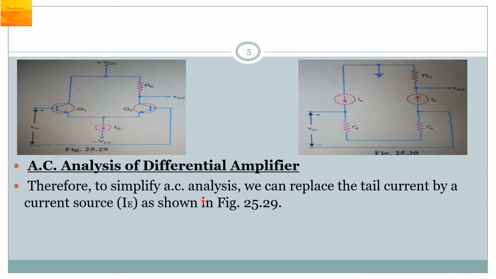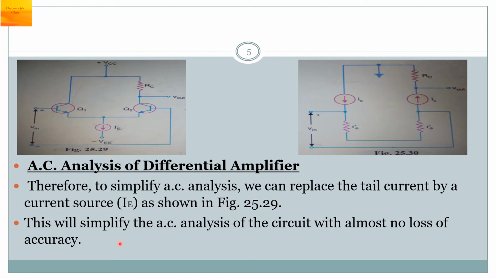So to simplify the AC analysis, we can replace the tail current by a current source, IE, as shown in this figure. This will simplify the AC analysis with almost no loss of accuracy.